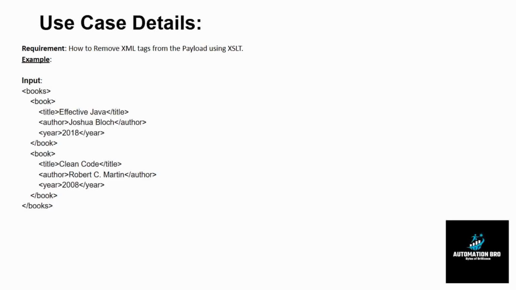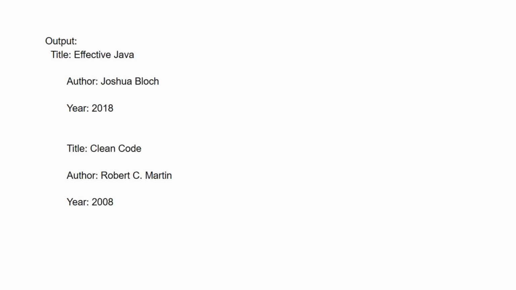This is how the input looks. You can see there is XML text, similar to HTML tags. We have books inside that, and a book inside it, again with a title. There is one book item and another book item. There are two books that we need to convert, and this is how the output looks.